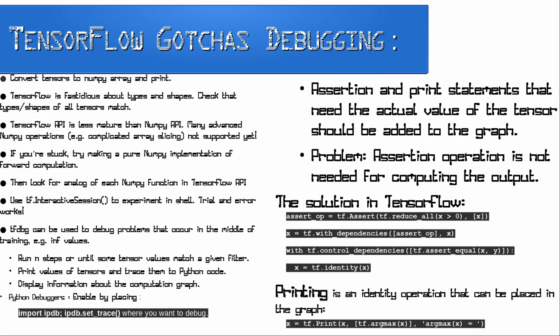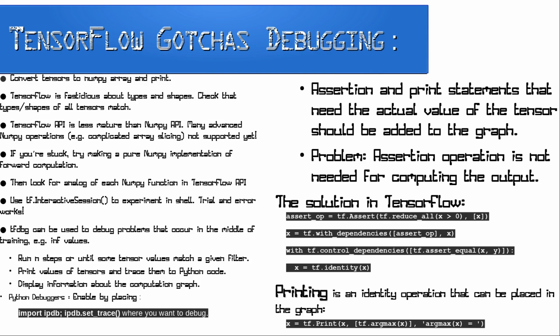4. If you are stuck, try making a pure NumPy implementation of forward computation. 5. Then look for the analog of each NumPy function in the TensorFlow API. 6. Use tf.InteractiveSession to experiment in the shell, and trial and error works. So this was a classic debugging technique used by developers till they become familiar with TensorFlow debuggers.